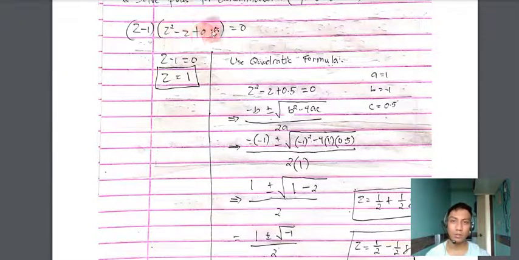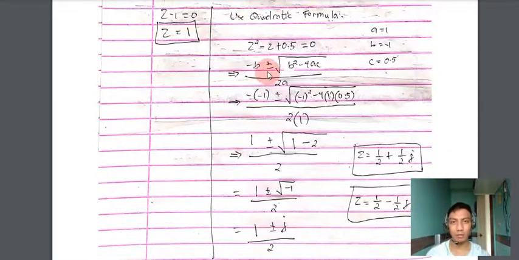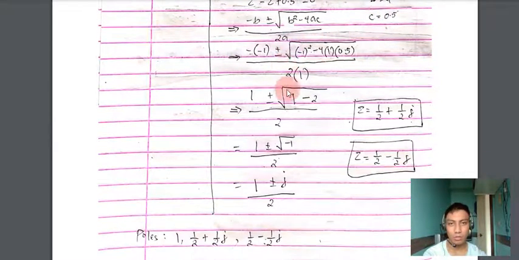So for this function, it cannot be directly factored out. So we need to use the quadratic formula given here: negative b plus minus square root of b squared minus 4ac, where a equals 1, b is negative 1, and c is 0.5. So substituting it to the formula, then we come up with this.